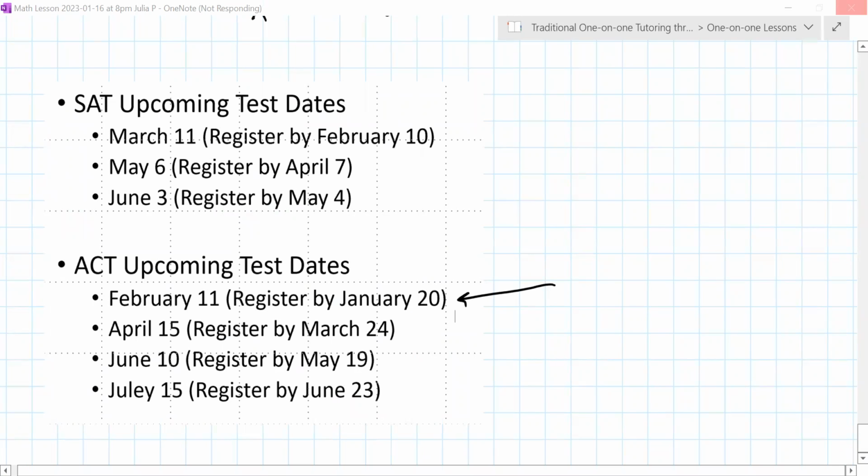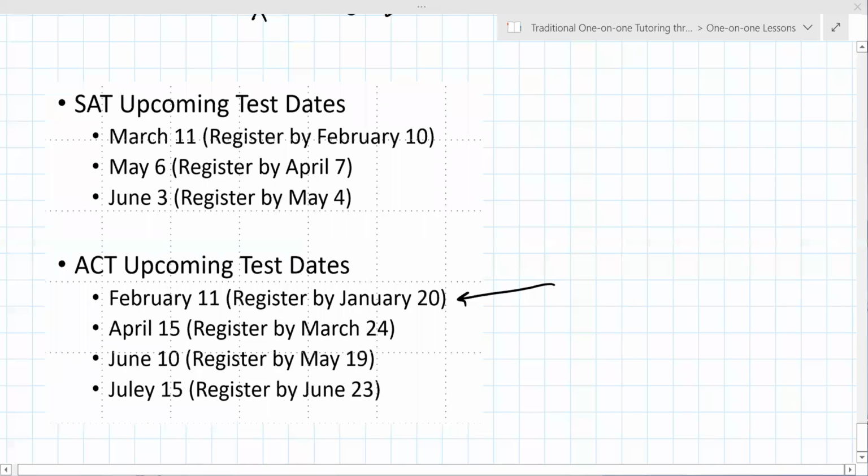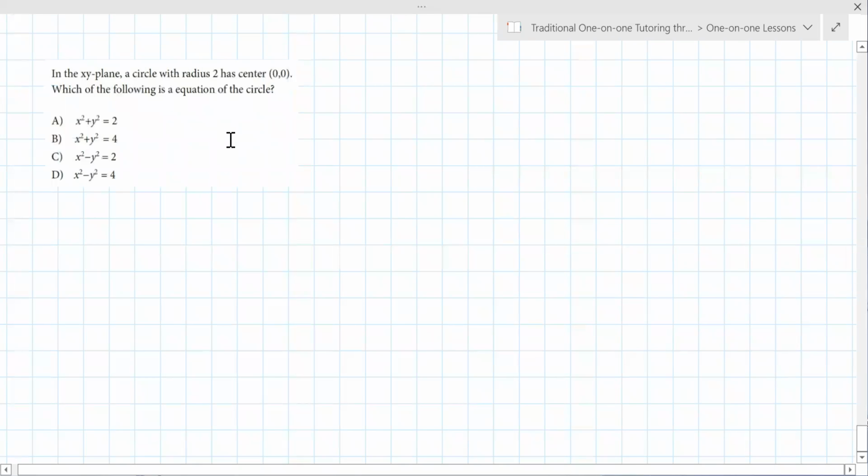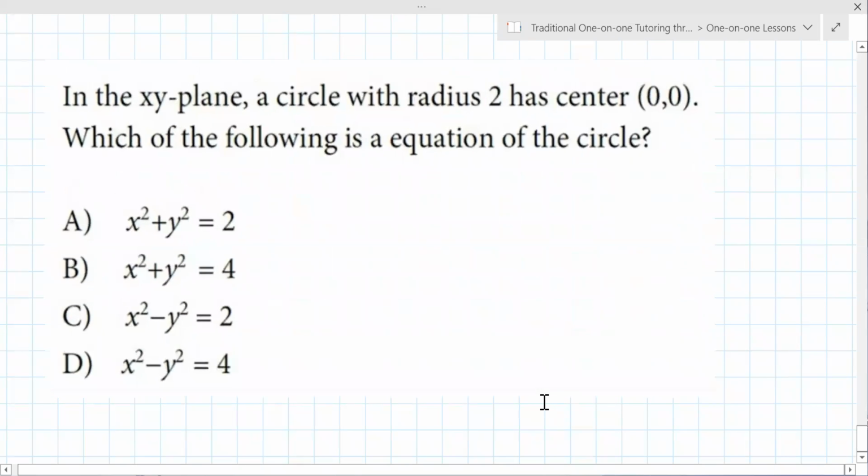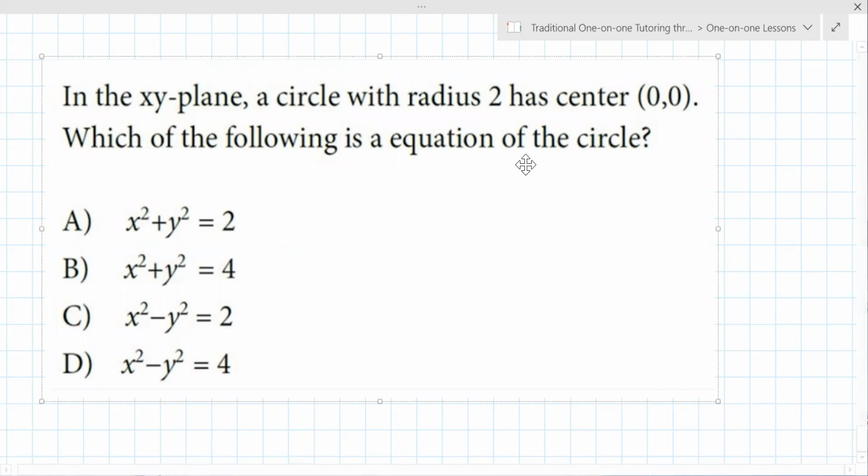All right. So here's a problem where you do potentially need a formula. It says in the xy-plane, a circle with radius 2 has center 0, 0. Which of the following is an equation of the circle? So it really helps if you know the equation of the circle. Are there 2 answers that you can eliminate because they are not the equation of a circle here?